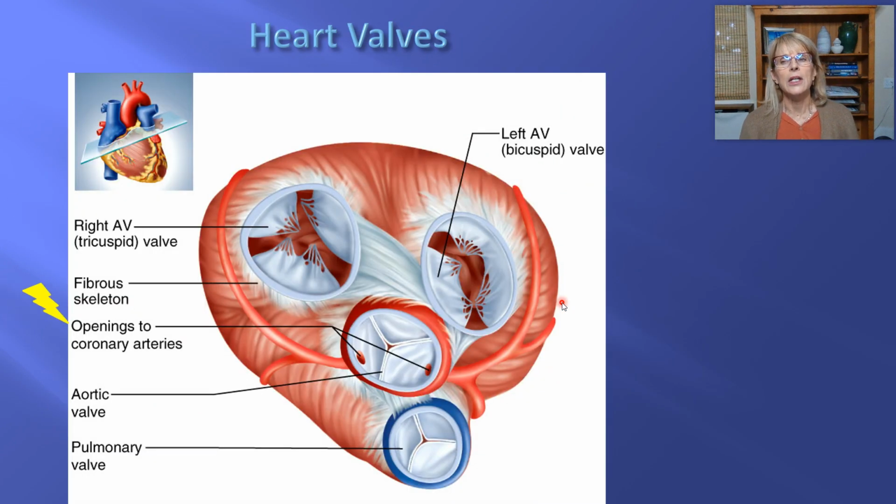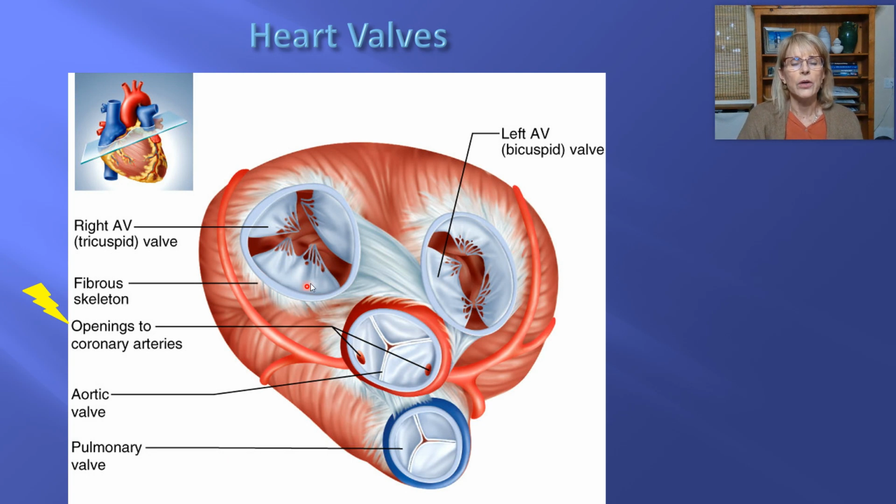Now, this is an unusual image, so bear with me while I orient you towards it. This is as if there is a giant laying on their stomach on your computer screen, and their head is where you are, and their feet are on the other side of the computer screen, right? So that's what we're looking at.